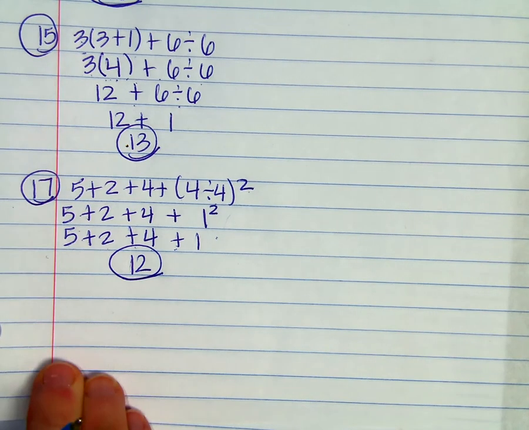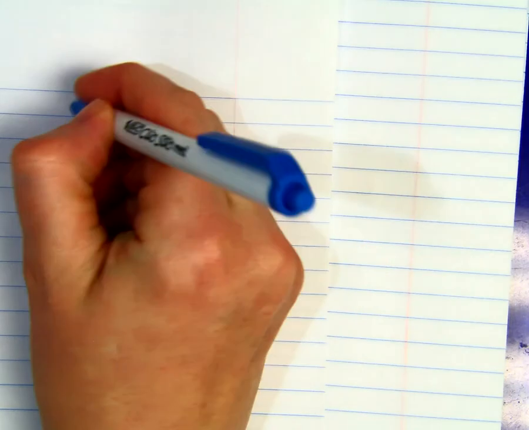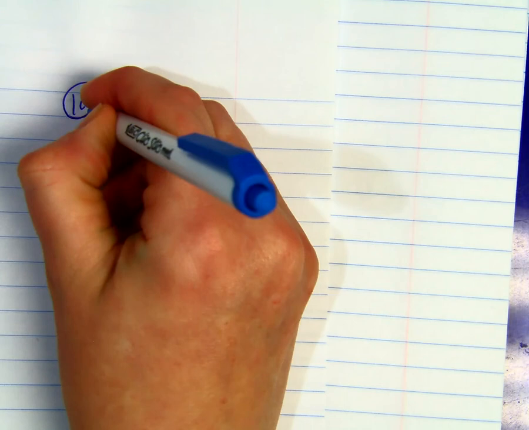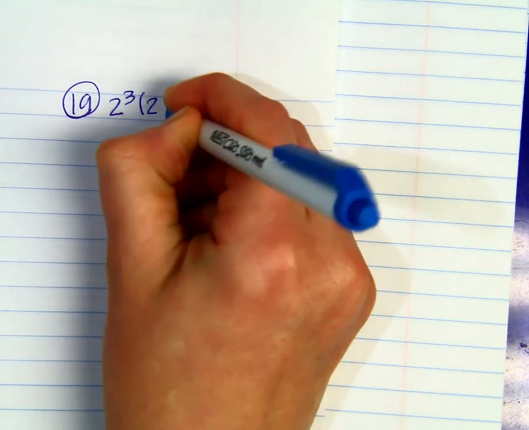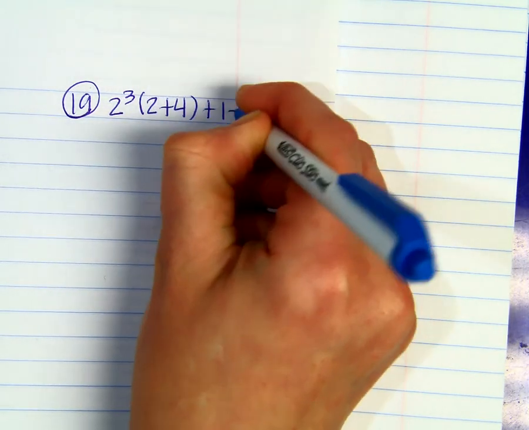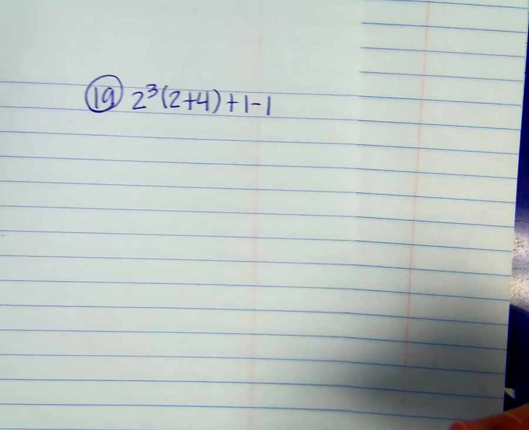And in this last step, everything is addition, so you can do that all in one step. 5 plus 2 would be 7, plus 4 is 11, plus 1 is 12.